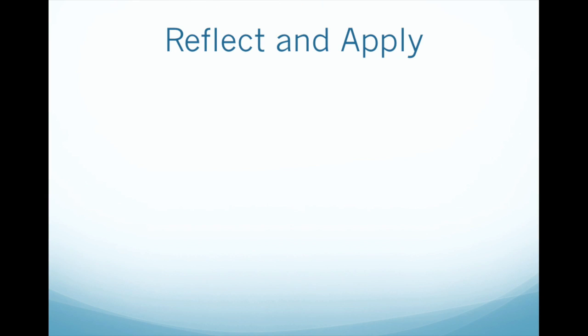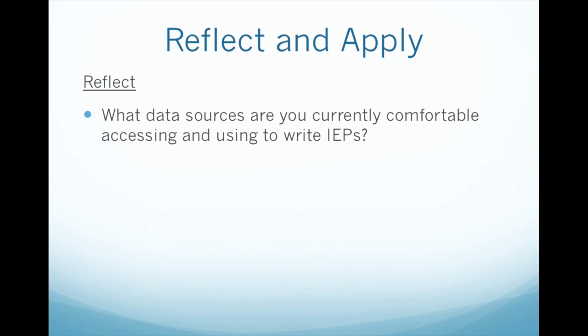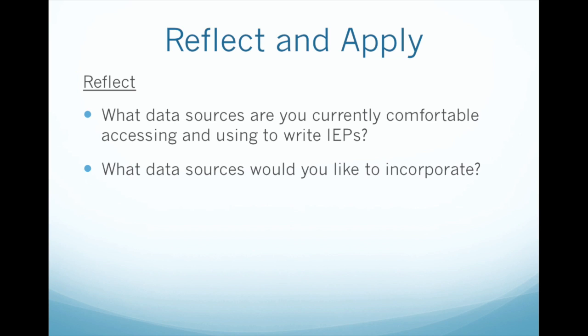So at the end of this module, I want to give you a chance to reflect and apply. As you reflect, I want you to consider what data sources are you currently comfortable accessing and using to write IEPs? And then extend that, what sources would you like to incorporate? If this feels overwhelming, consider adding 2 to 3 different types of data collection to your toolbox every 9 weeks. By the end of the year, you'll have built up several strategies, and it'll give you time to be more comfortable with it.